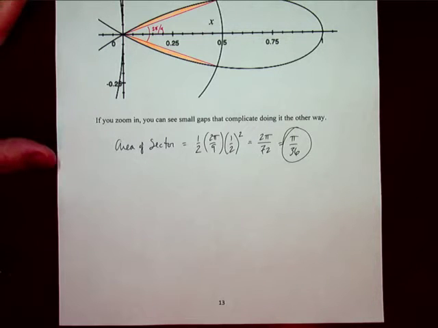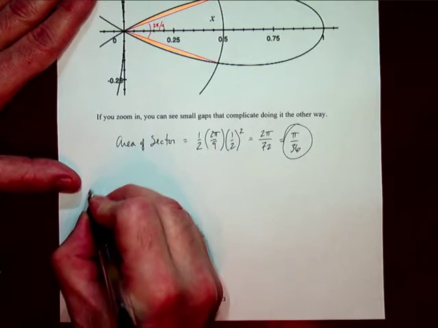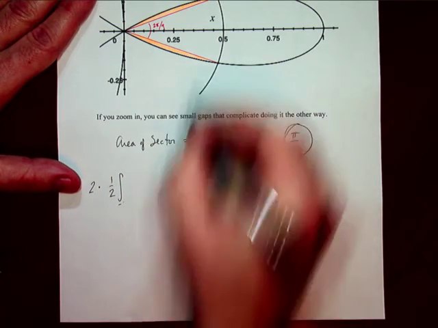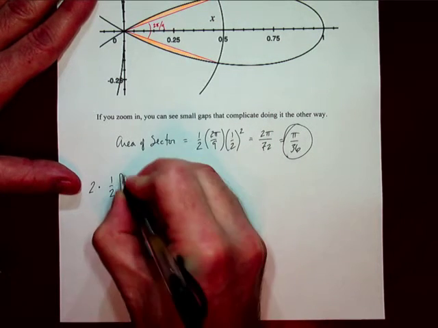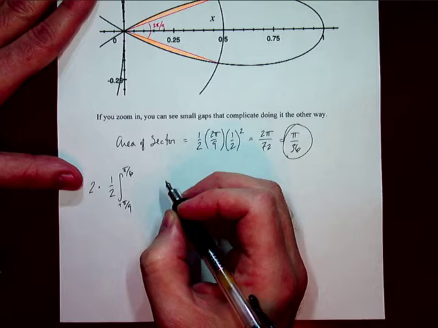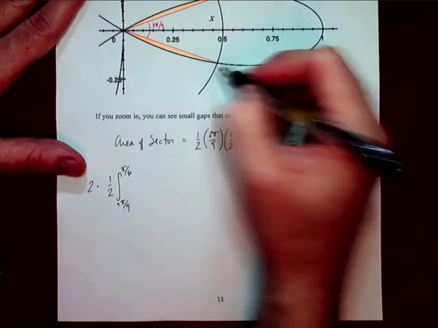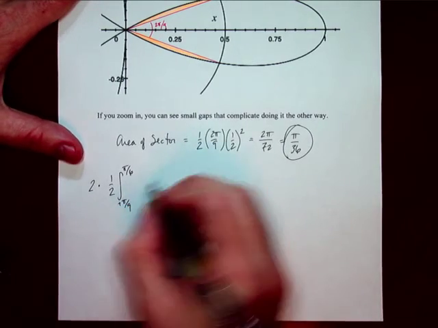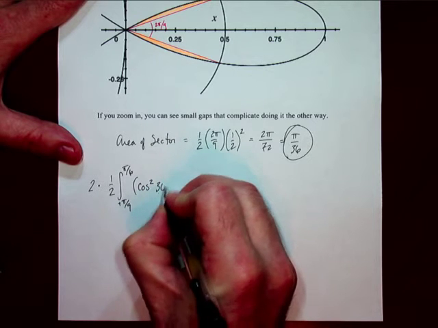Okay. Now I need to actually find those little slivers, and let's just do one of them and then double it. So 2 times the area, and let's use the positive limits of integration. That just winds up being a little bit easier. So pi over 9 to pi over 6 of that outer one, which would be cosine squared of 3 theta d theta.